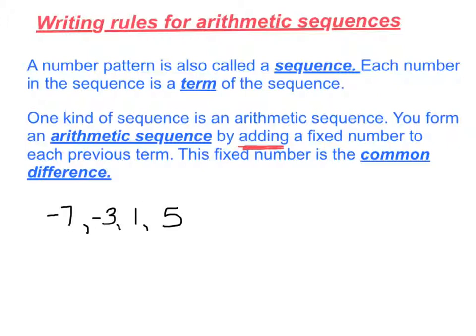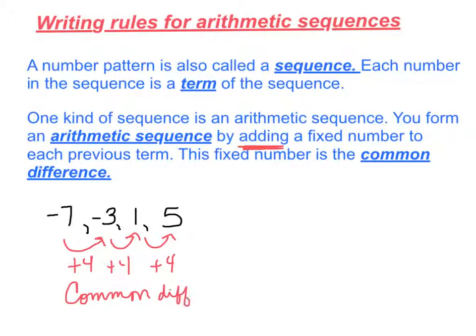So let's look at the arithmetic sequence -7, -3, 1, and 5. What are you doing from one number to the next? You're adding 4. So we found the pattern, but now I want you to find the common difference. What is the common difference? The common difference is 4.